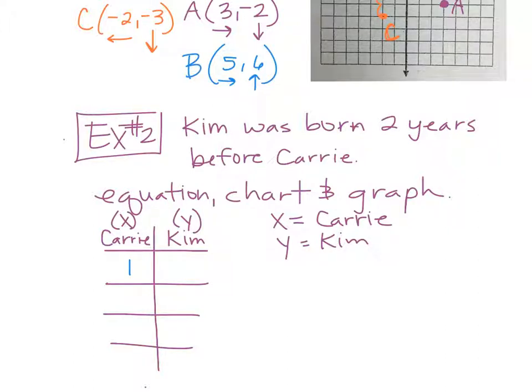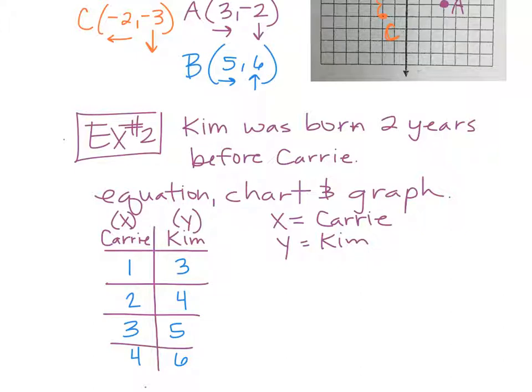How old is Kim if Carrie's 1? She's 3, okay? And I think a lot of times the wording throws people off because they go, no, Kim was born before, so she should be the lower number because it says before. But if you're born before, you're actually older, right? So if Carrie's 1, Kim is 3. Okay? What if Carrie's 2? How old is Kim? 4. She's 2 years older, right? If Carrie is 3, how old is Kim? 5. If Carrie is 4, how old is Kim? 6, okay? So there's a relationship there.